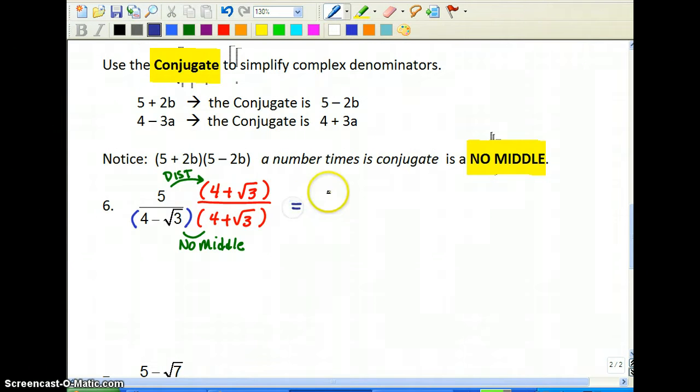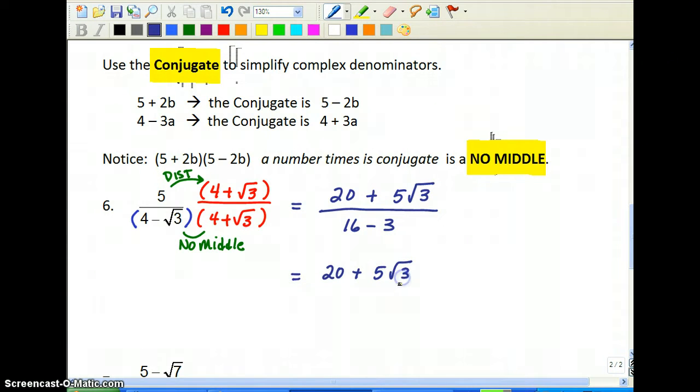On the top, you get 20 plus 5 root 3. Now remember, you can't add those together. They're not like terms, just like before. When you do this no middle, you're going to get 16 minus 3. Root 3 times root 3 is 3. 20 plus 5 root 3 all over 13. Final answer.